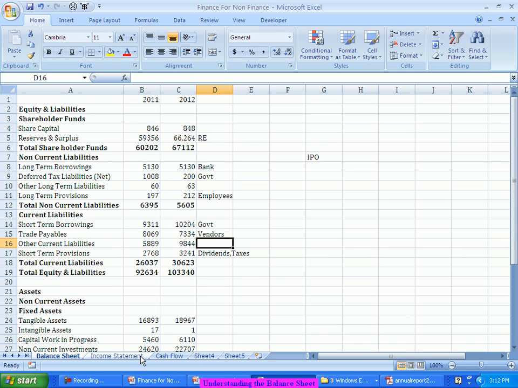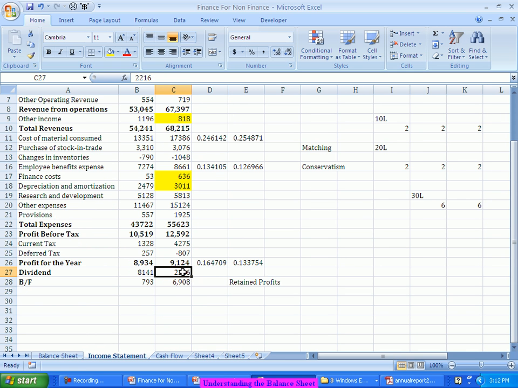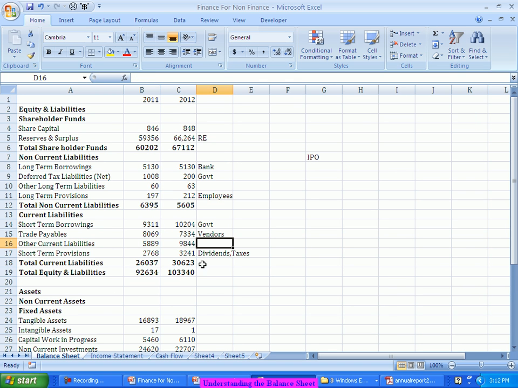If you see here, dividend was almost 221 crores. So the major contribution to the short-term provisions would typically be from your dividends itself. And finally, the other current liabilities are anything else.